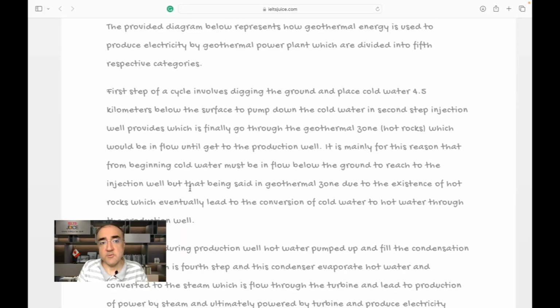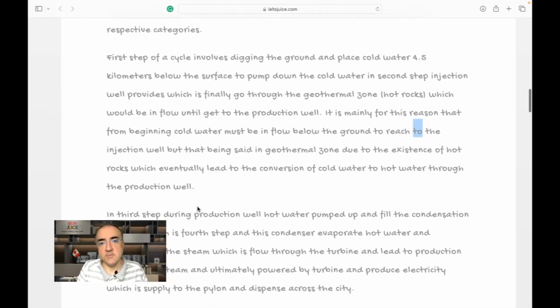It is mainly for this reason that from the beginning, cold water must be in flow below the ground to reach without it. We don't need a preposition. The injection well, but that being said, there is no punctuation here. There is no comma. In geothermal zone, due to the existence of hot rocks, which eventually lead to the conversion of cold water to hot water through the production well, it's dangling. The sentence doesn't end there.